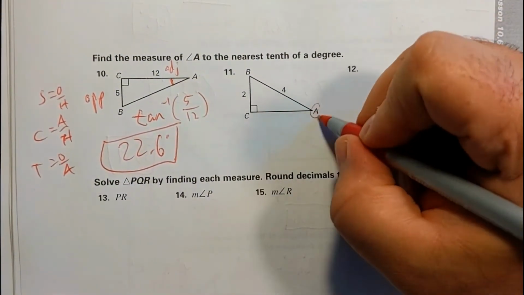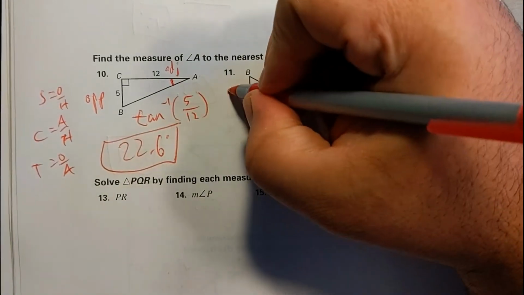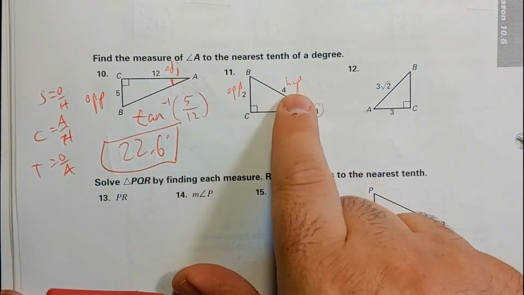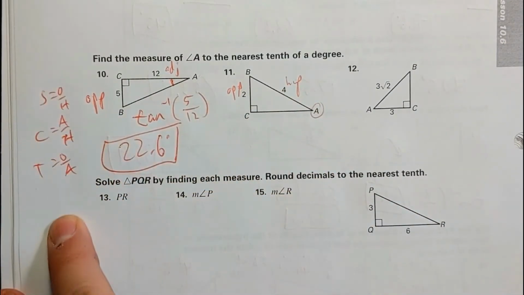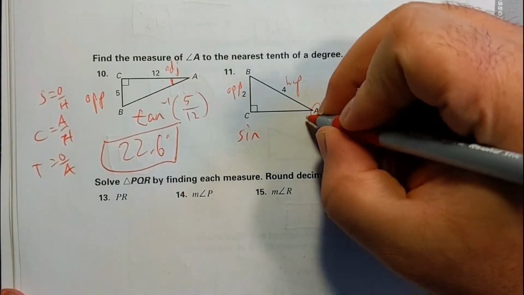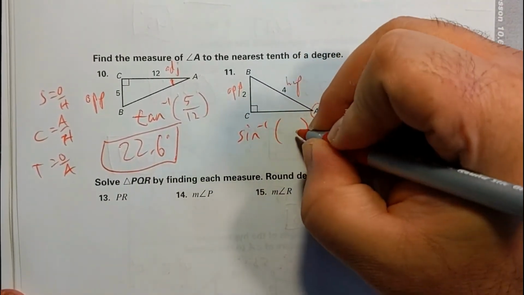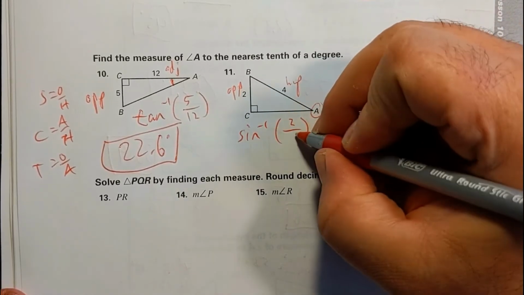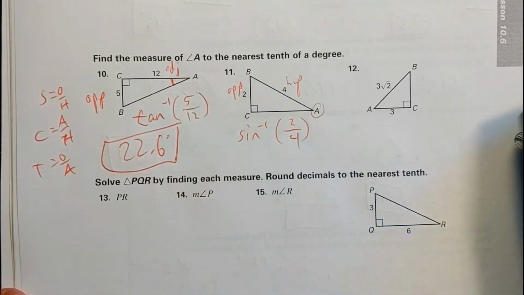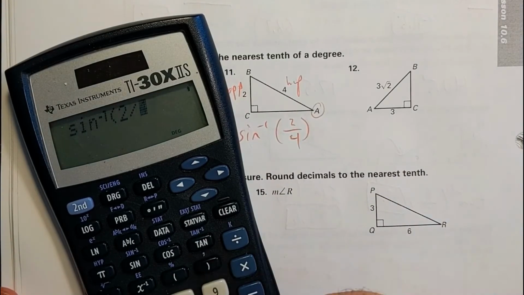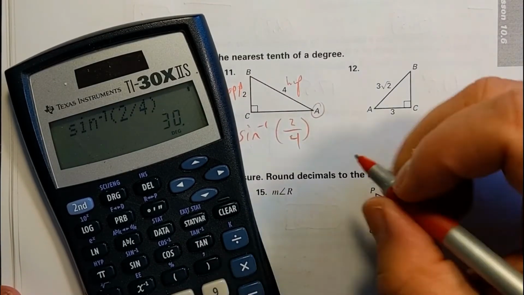Next one, same thing. If we're looking from A, 2 is opposite, and 4 is hypotenuse. So this time, opposite and hypotenuse, if we come back over here, is going to be sine. So we go, okay, using sine, we want an angle, so we want the inverse of sine. And then sine tells us opposite goes to the top and hypotenuse goes down to the bottom. So inverse sine, 2 divided by 4, and we get 30.